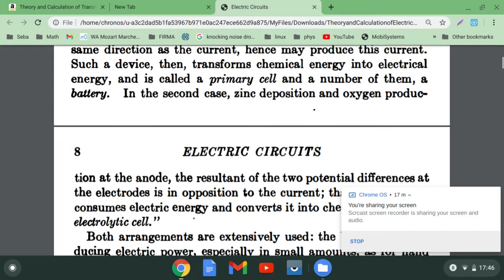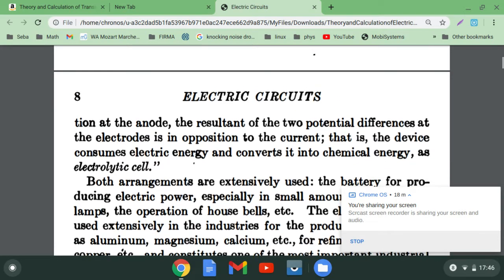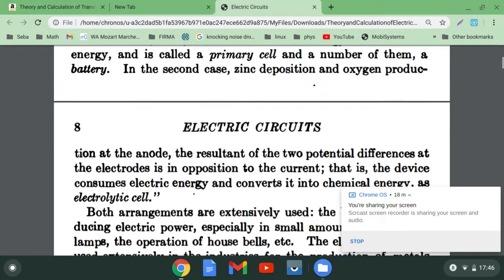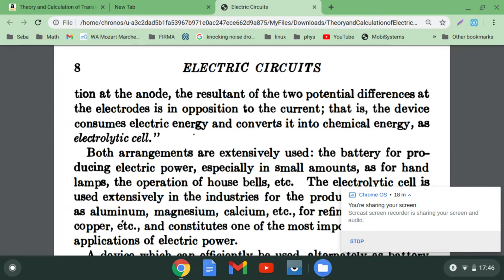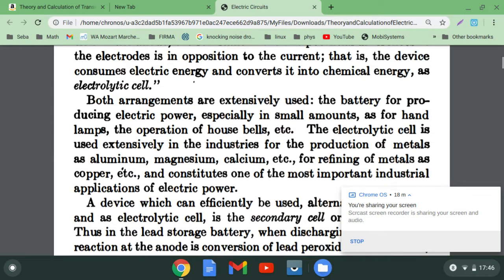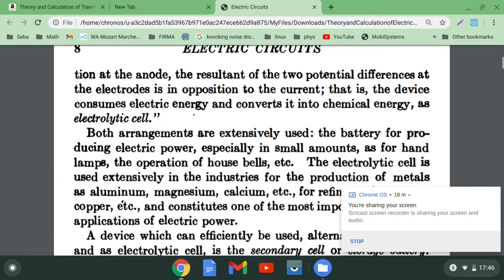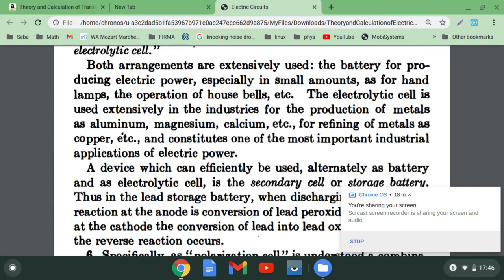and a number of them a battery. In the second case, zinc deposition and oxygen production at the anode, the resultant of the two potential differences at the electrodes is in opposition to the current. That is, the device consumes electric energy and converts it into chemical energy, an electrolytic cell. Both arrangements are extensively used.